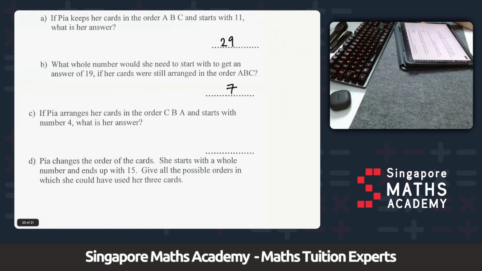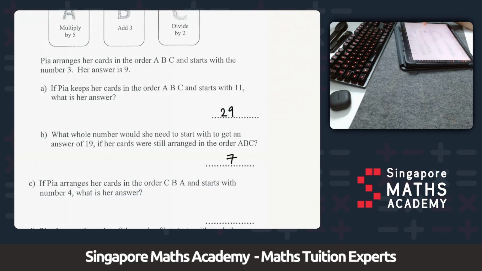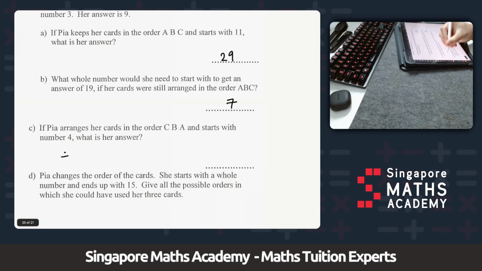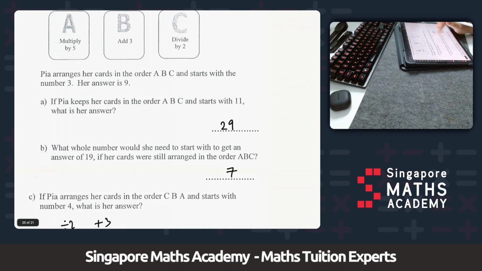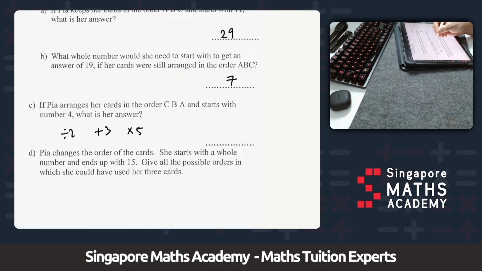Question C, if Pia arranges her order CBA, now first we're going to divide by 2, and then we're going to add 3, and then we're going to multiply by 5. So that's the new order, right? In, and you get something out. And she starts with the number 4. What is her answer? So it would be 4 divided by 2 is going to be 2. 2 add 3 is 5. 5 times 5 is 25. So her answer is 25.